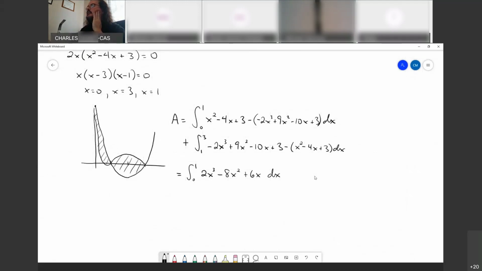And then antiderivative, so raise that to the fourth power, you get 1/2 x to the fourth minus 8/3 x cubed, and then plus 3x squared. Plugging these in from 0 to 1 is nice. If I just plug in 1, I just get 1/2 minus 8/3 plus 3. What is that? 5/6, I guess.